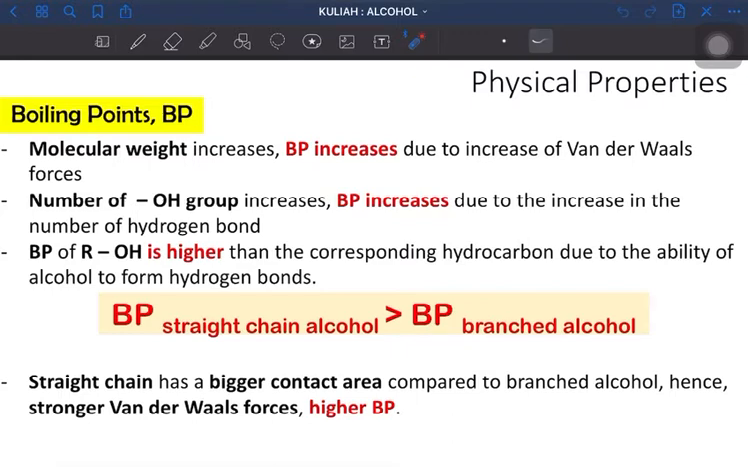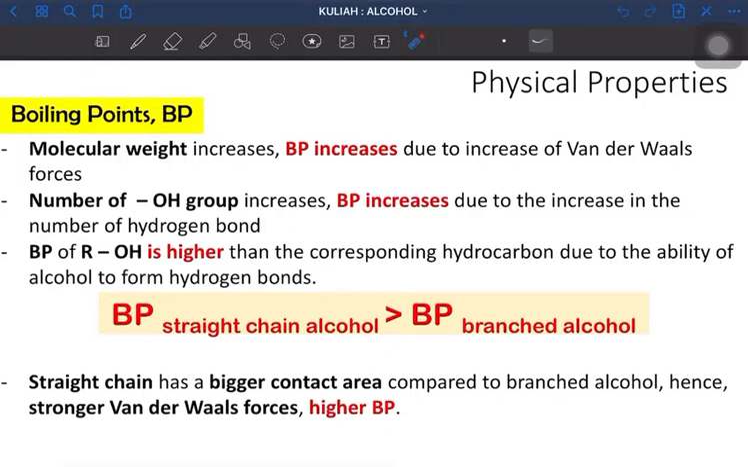So boiling point dia ada few factors lah yang affect the boiling point of the alcohol. First one is the molecular weight. Okay, so kalau kita cakap pasal molecular weight ni, maksudnya kita akan sentuh the number of carbon dalam kita punya alcohol jugalah. Okay, so kalau molecular weight increase, boiling point increase. Sebab apa? Bila lagi besar lagi kita punya alcohol, dia punya contact area untuk ada van der Waals forces tu lagi besar. Jadi dia akan increase the van der Waals forces juga.